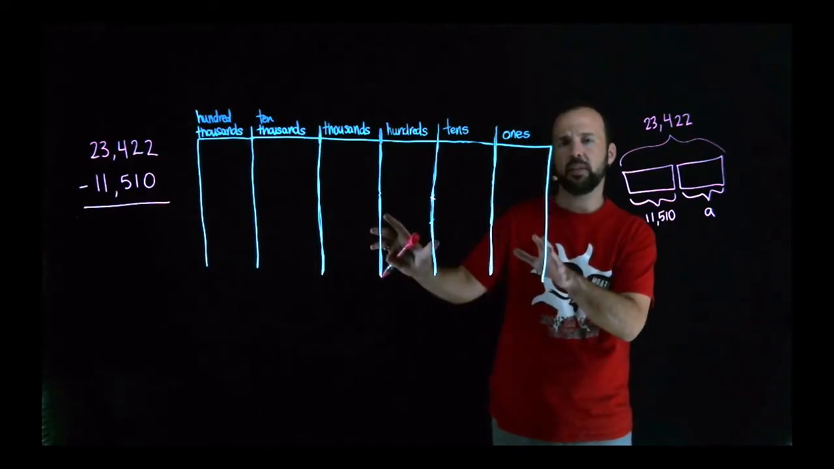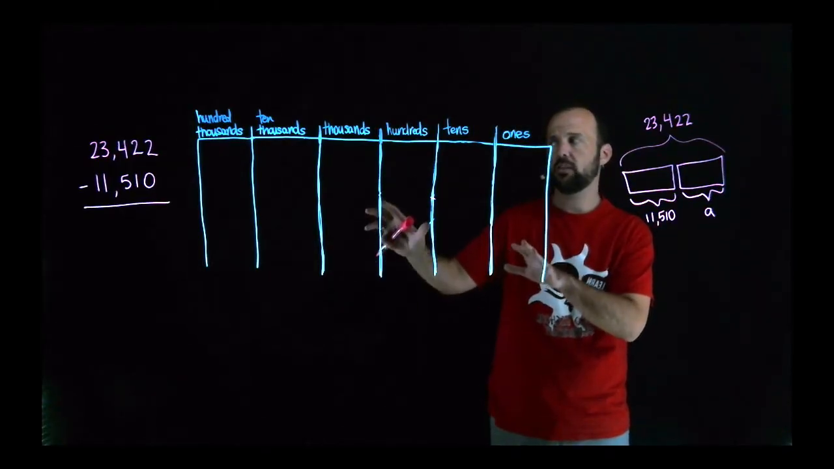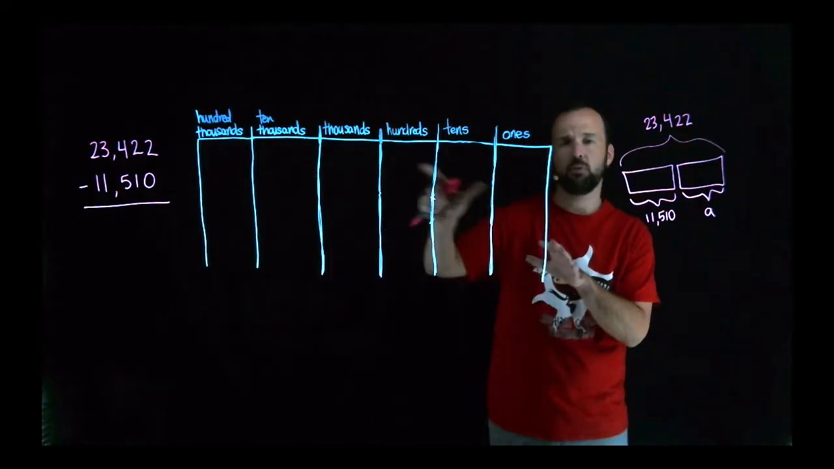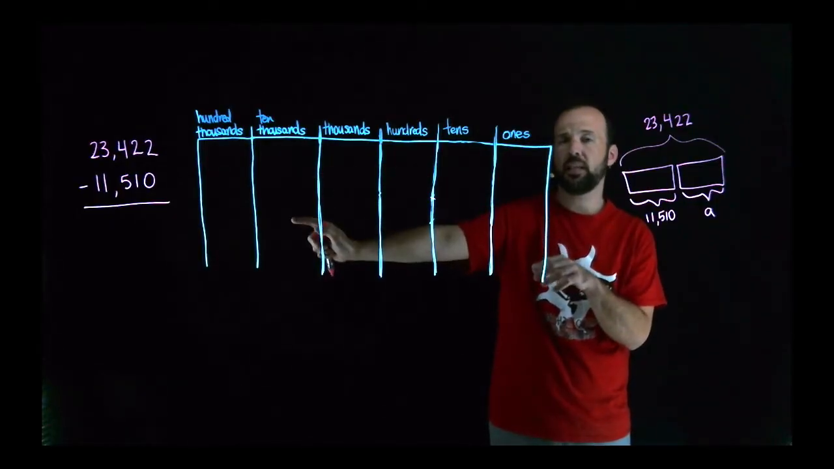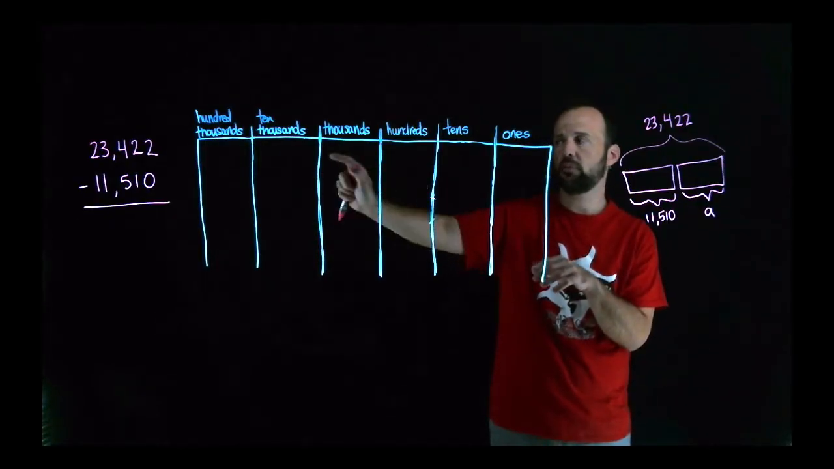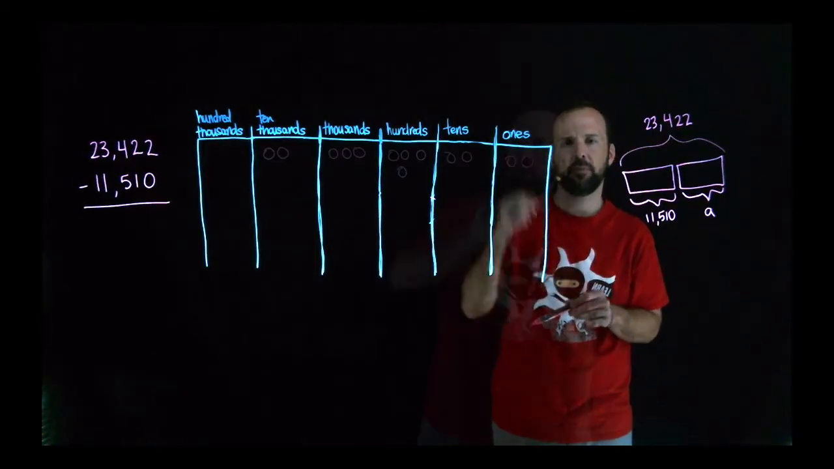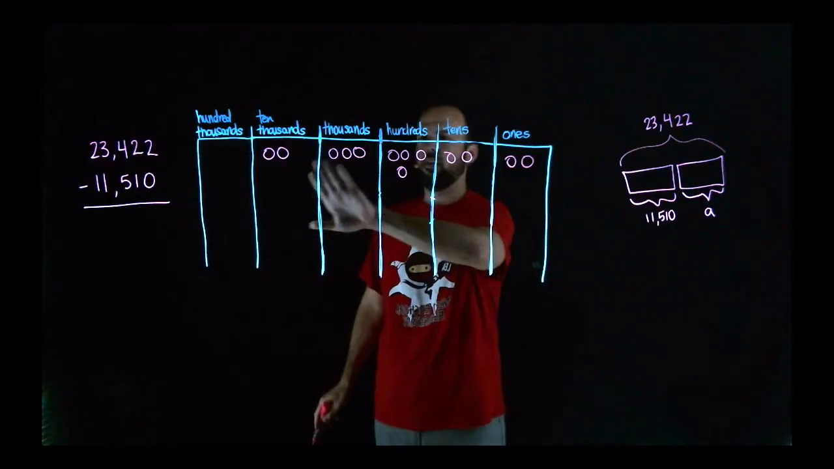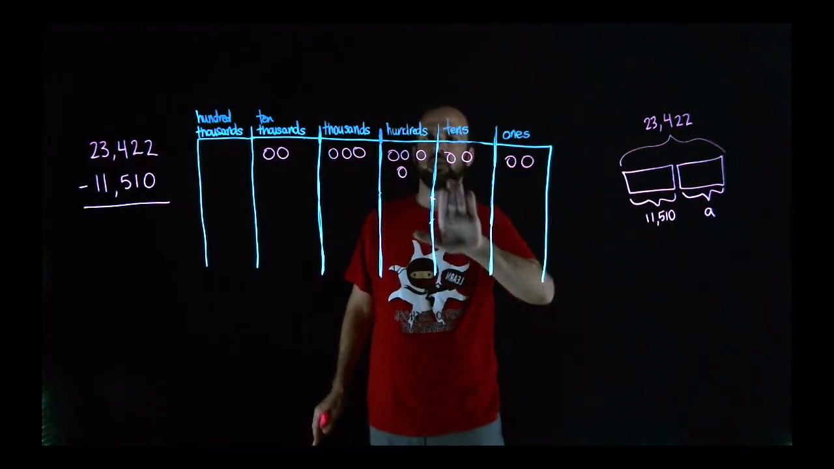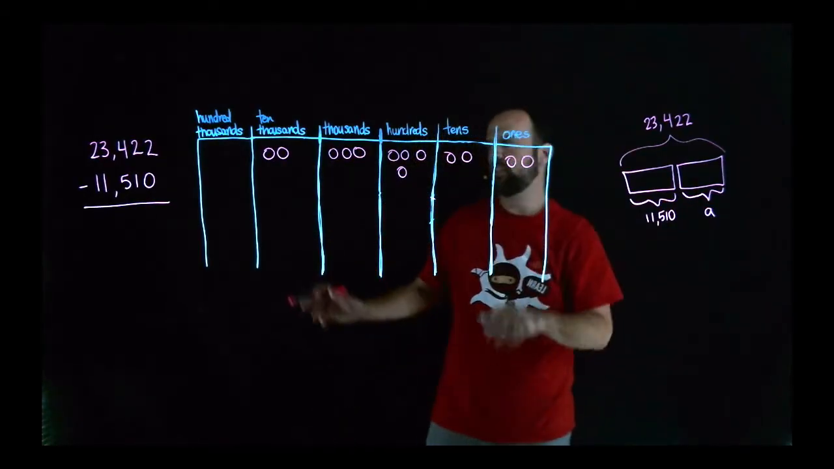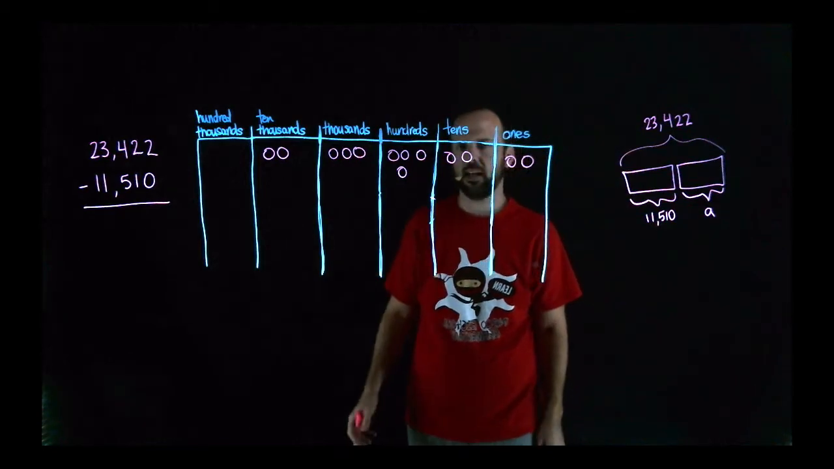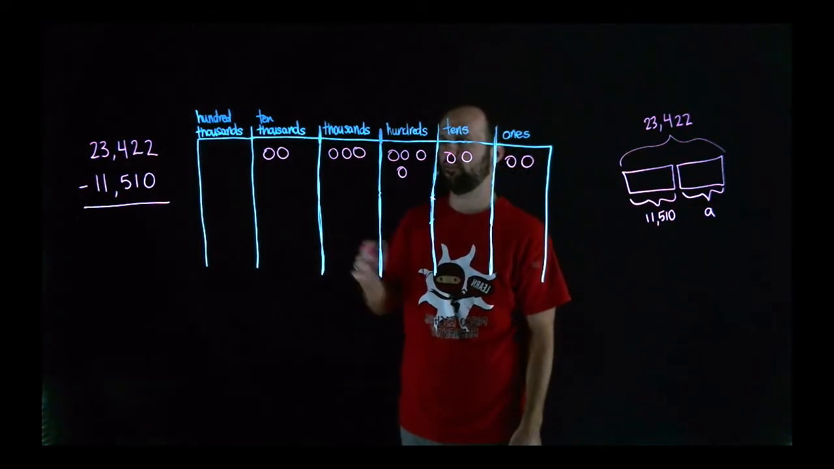So that's what I'm working with, right? I'm going to visually represent this in the place value chart. So I want you guys to go ahead and draw that in. We're just going to represent the whole. We're not worried about the part that we're taking away. We want to represent the whole first, of 23,422. So draw that into your place value chart, and then we'll compare. Okay, so I have my 23,422 drawn in here in my place value chart, and I'm going to be subtracting 11,510 from that.